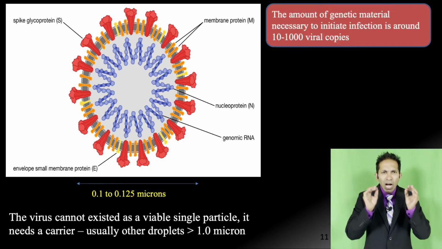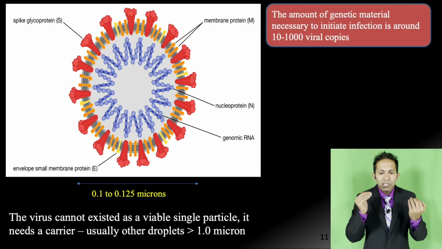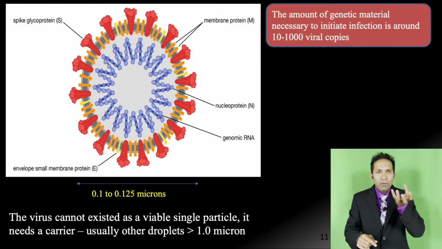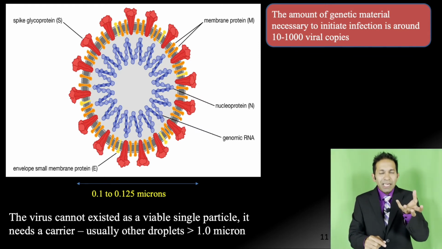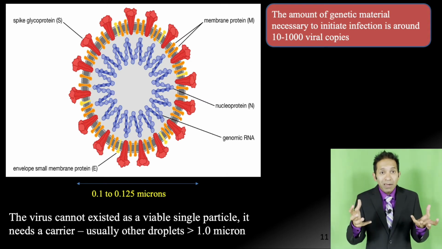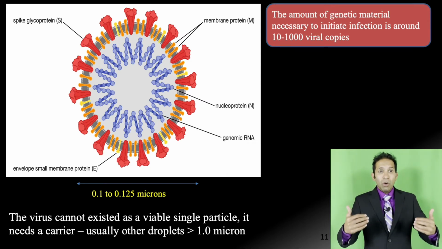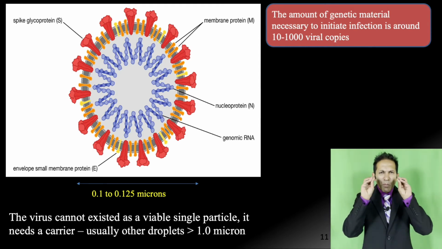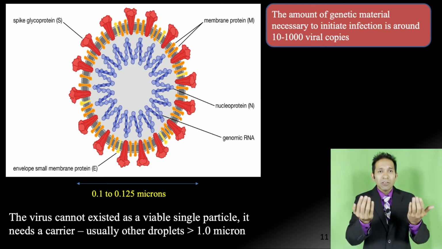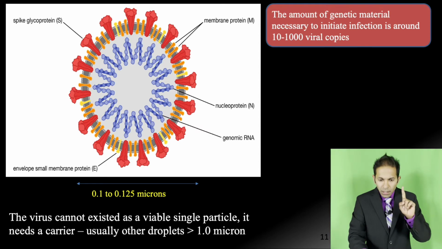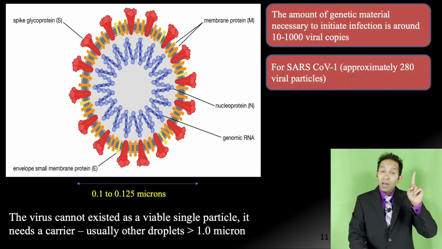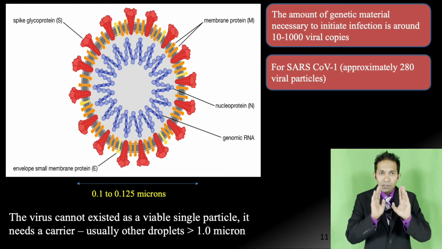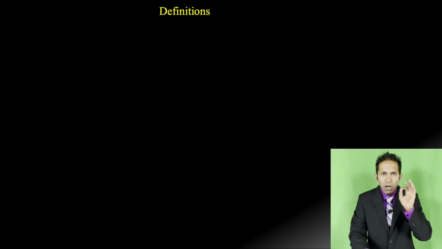Point number two, the amount of genetic material necessary to initiate infection is around 10 to 1000 virus particles. So if you have a droplet which is 10 micron, that might contain up to 1000 viral particles. And if a patient who has coronavirus sneezes or coughs, and makes multiple droplets, your chances of getting infection are higher. Okay, now for SARS-CoV-1, which happened in 2003, we needed approximately 280 viral particles for transmission. So let's go to the next slide and talk about a few definitions.